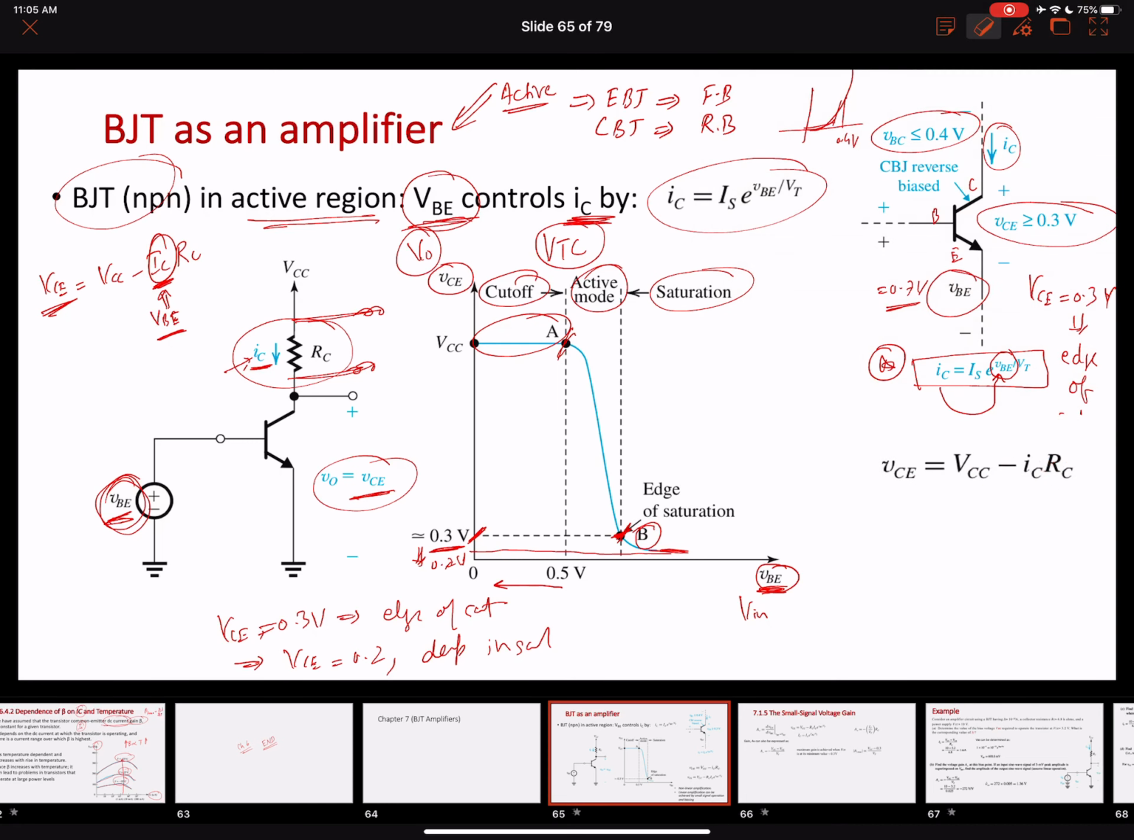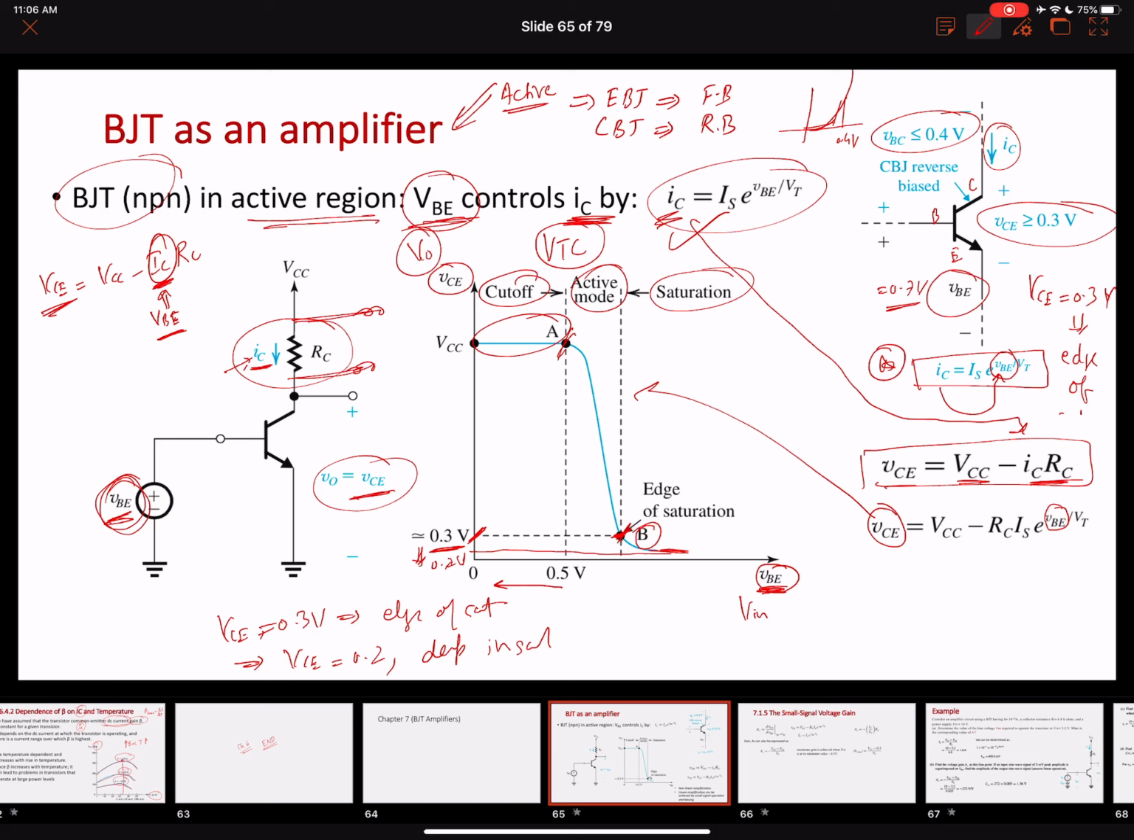So this is the equation that I wrote earlier as well. This is the output: VCE equals VCC minus ICRC, and our collector current is given by this. We can put this collector current into this equation. So VCE equals VCC minus RC times IS times e to the power VBE over VT. Now we can see that here is our output voltage, here is our input voltage, and this curve is our voltage transfer characteristics of the input and output.